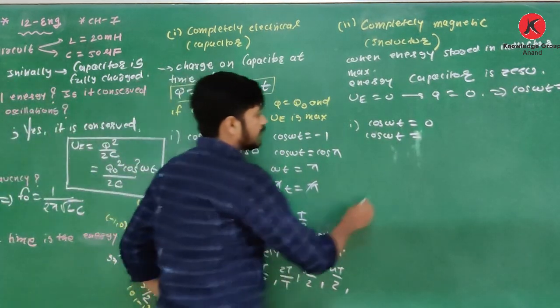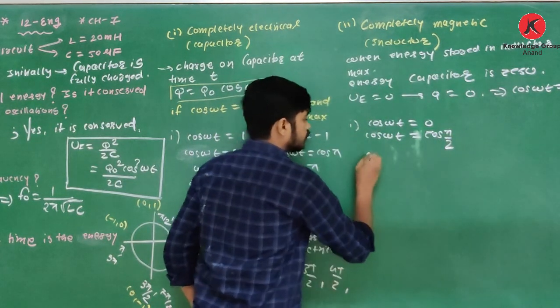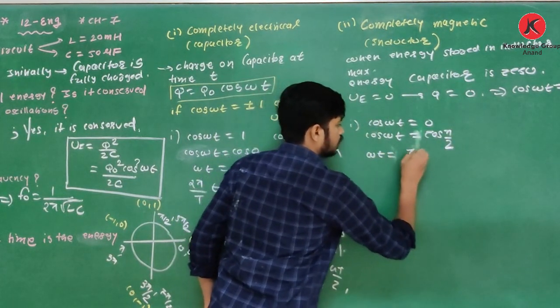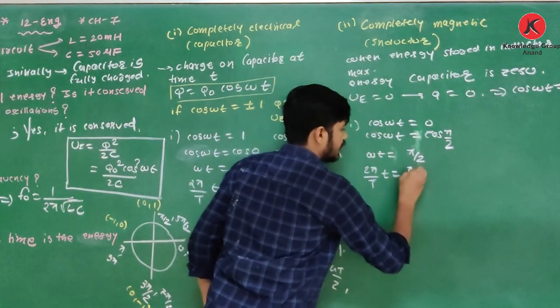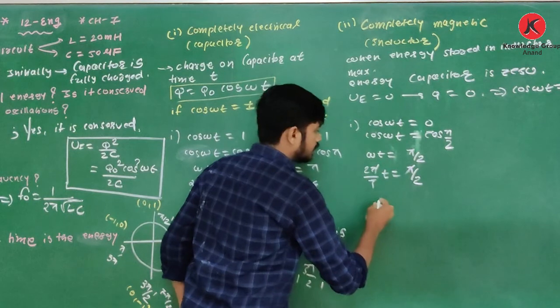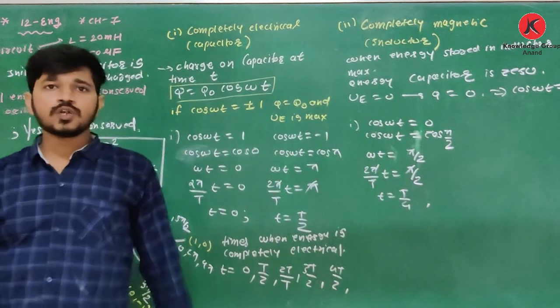For angle pi by 2, so it is cos pi by 2. So yes, omega t is equal to pi by 2. Omega t means it is 2 pi upon T into t. Pi cut. So it is t is equal to T by 4.